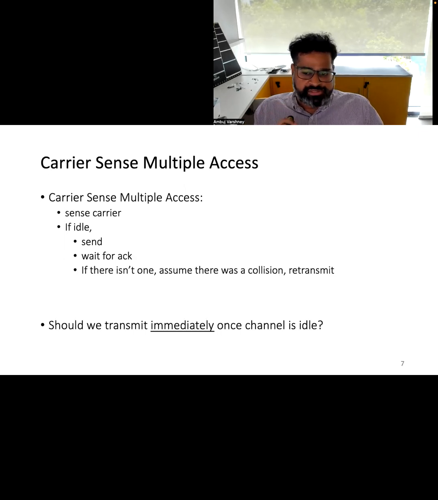So the important question in the context of the CSMA protocol is how should we transmit once it has been sensed that the channel is idle? Should we transmit immediately, or should we wait for some period of time? Retransmitting immediately may not be the best approach, because it could lead to collision if the channel is still busy or if another device is attempting to transmit at the same time.